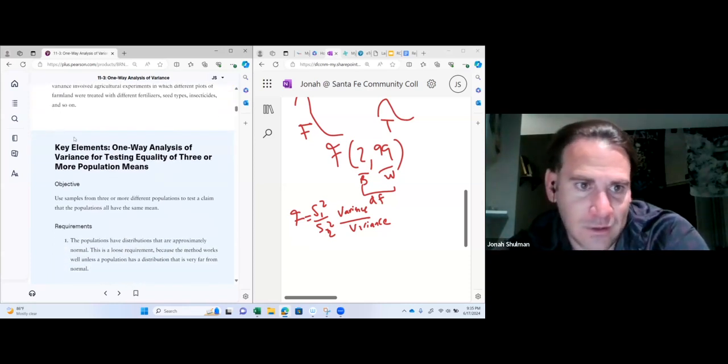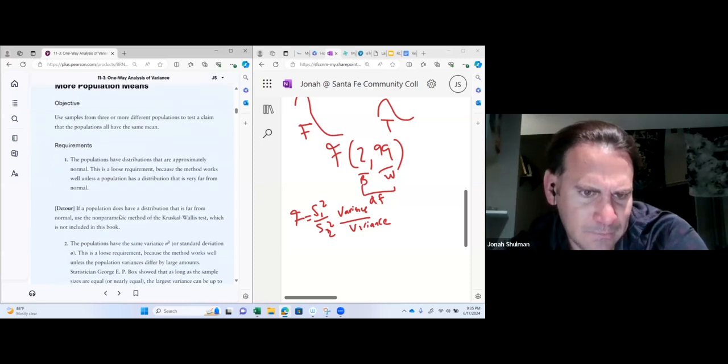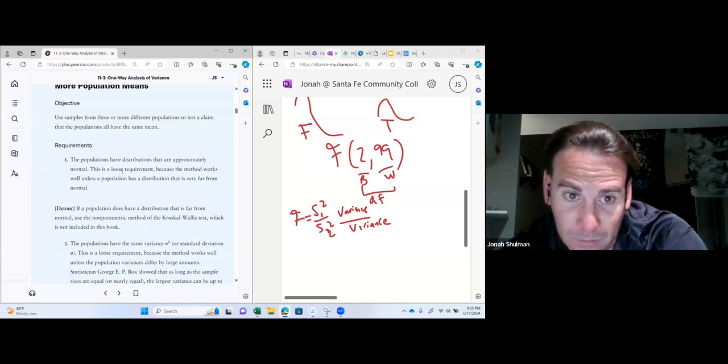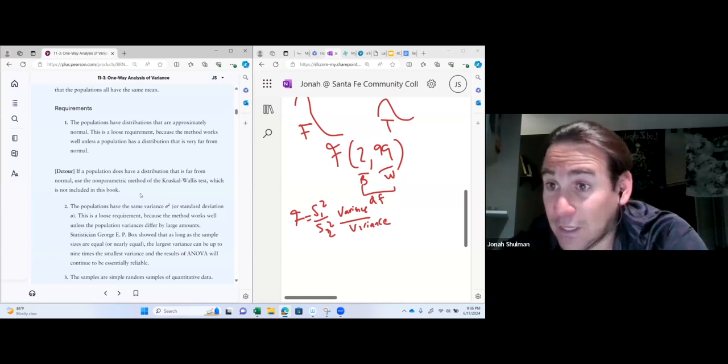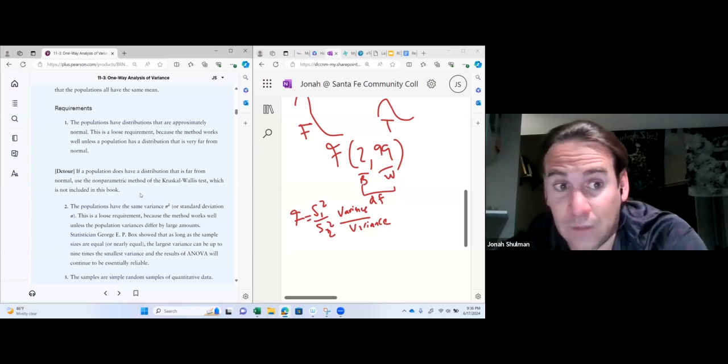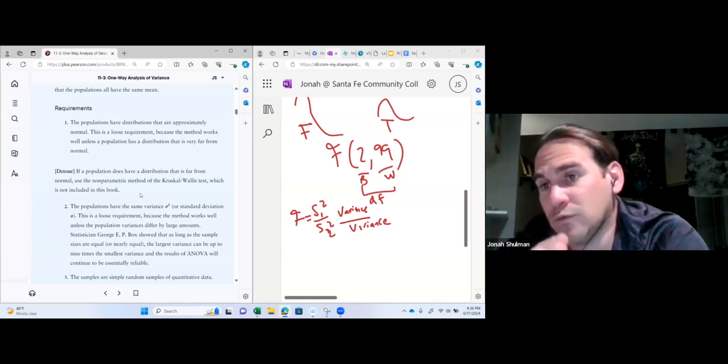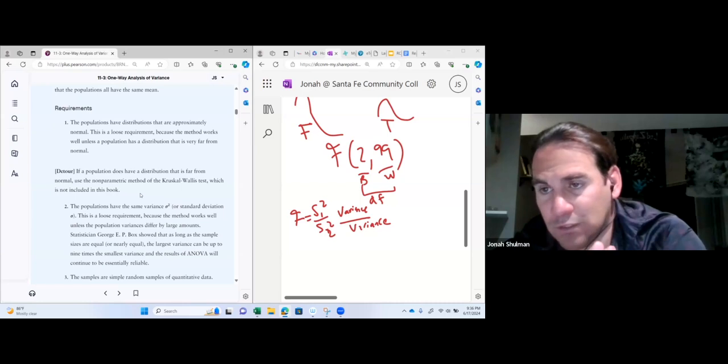Statistics. Use the samples from 3 or more populations to test the claim. The populations must have distributions that are approximately normal, but this is a loose requirement. If the population is far from normal, use the non-parametric Kruskal-Wallis test. I've never tried that. If it's not normal, I would just say don't use an ANOVA. If it doesn't look at least slightly symmetric, you're probably not going to get any good data from it.